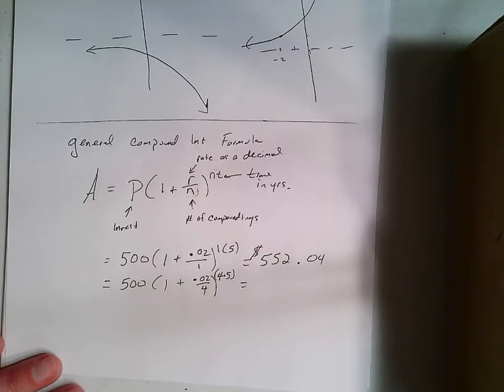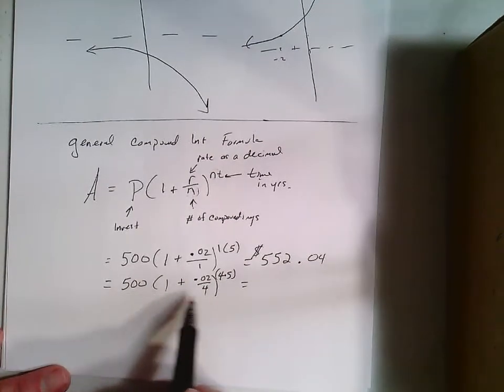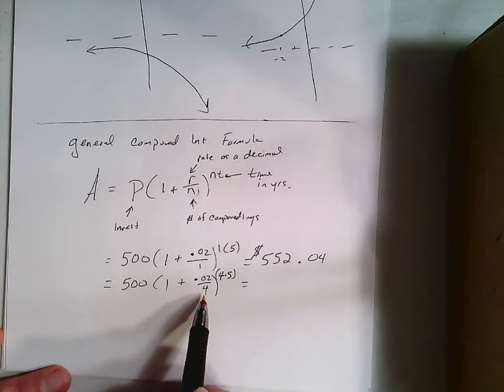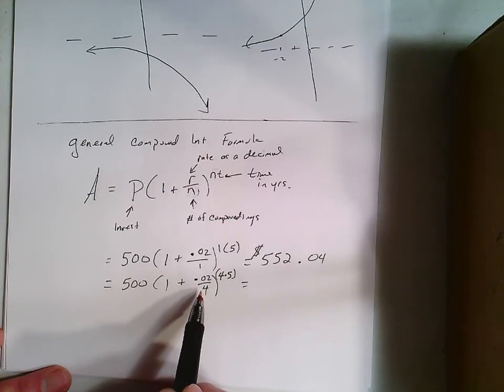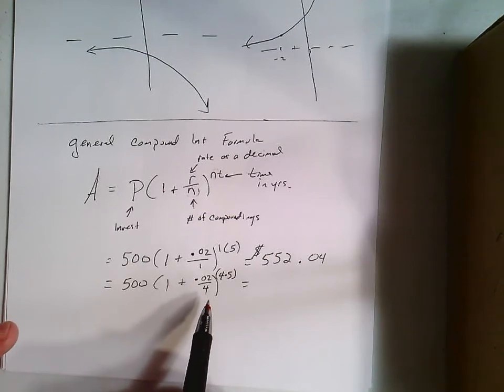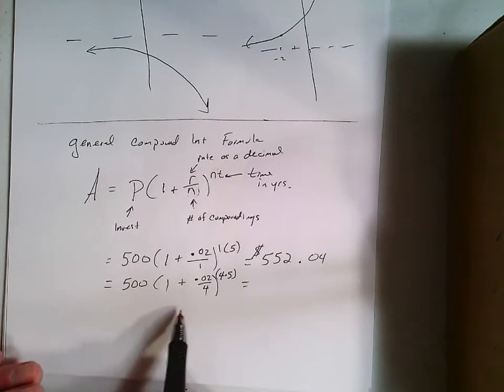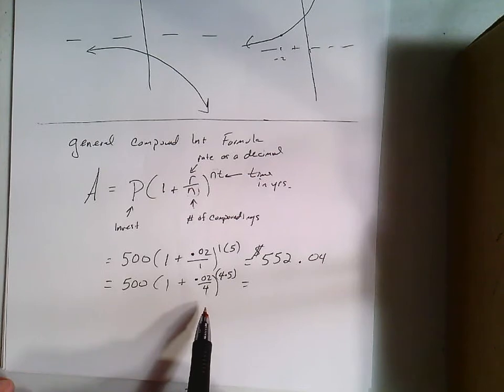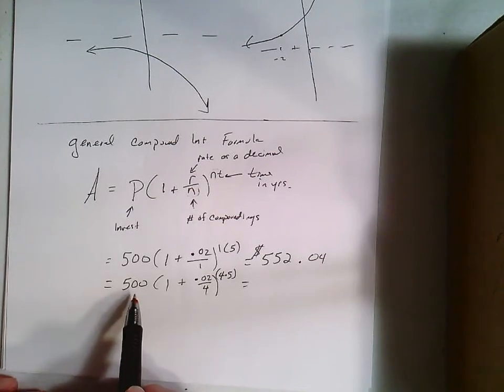So let's try to understand what's happening here. At the end of the first 3-month period, they're going to give you 1/4 of your 2%. You say whoop-de-doo, but that's a little bit of money, and it's going to get added to your principal the next time they go to calculate. It's not going to be based on 500, it's going to be based on 500 plus a little bit more.